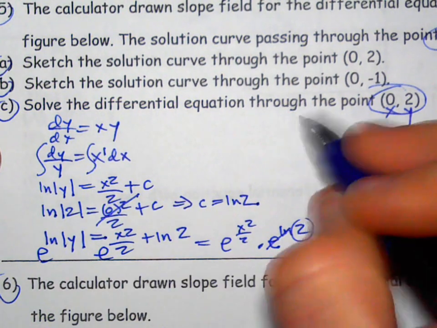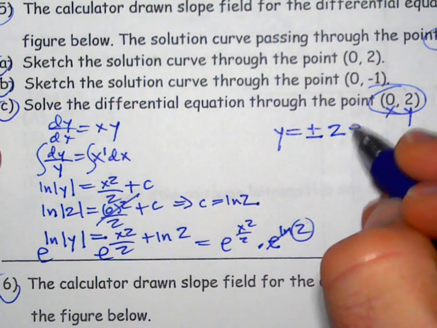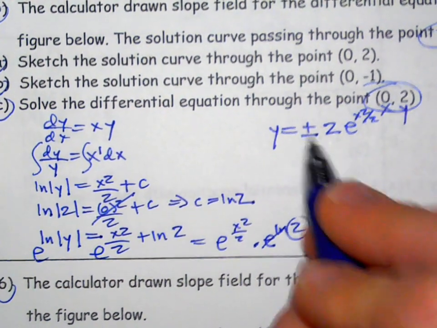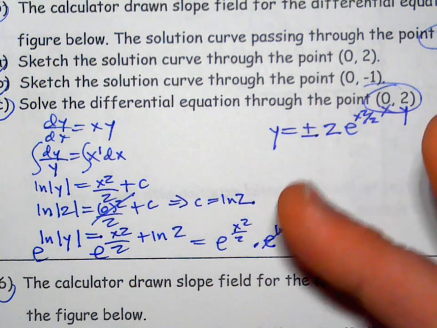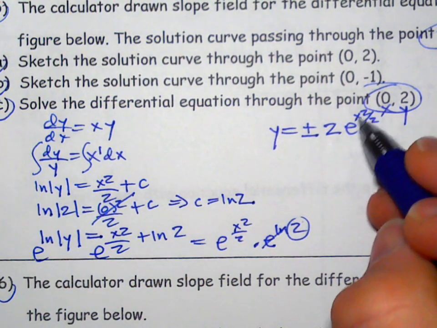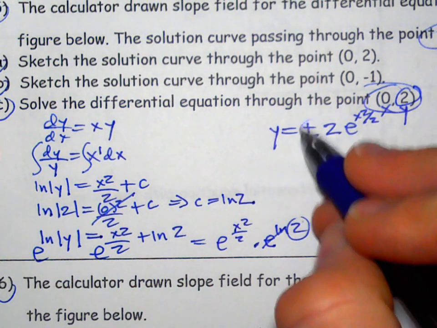Now to get rid of the absolute values, we have to do plus or minus. There's a 2 in front. e to the x squared over 2 is all in that exponent. Let's decide if it's plus or minus. If we leave plus or minus, that's 2 solutions, and we're trying to do a particular solution. So if you plug 0 in for x, you get e to the 0 is 1 times 2 is positive 2. We want the positive.